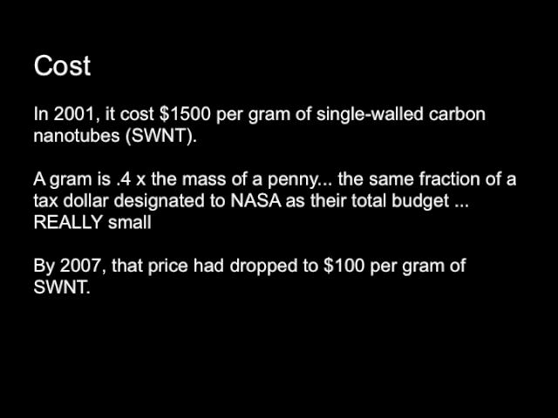So in 2001, it cost $1,500 per gram of single-walled carbon nanotubes, also known as SWNTs. A gram is 4/10 the mass of a penny, the equivalent in its worth to the same fraction of a tax dollar designated to NASA as their total budget. Really small. By 2007, that price had dropped to $100 per gram of SWNT.